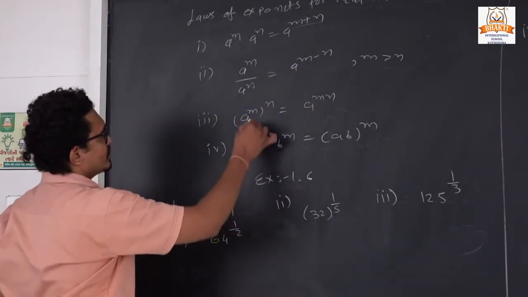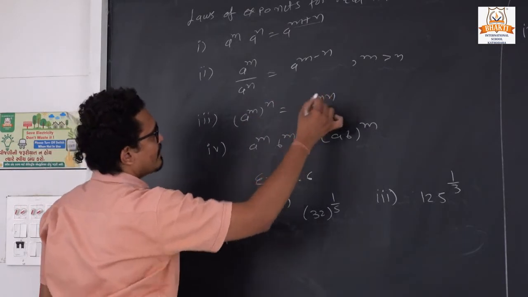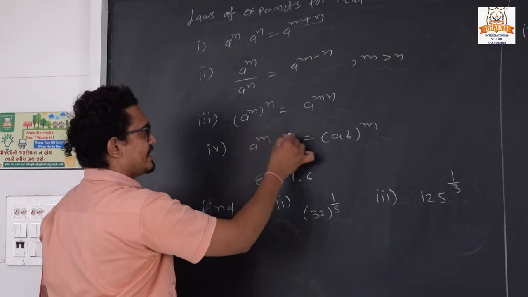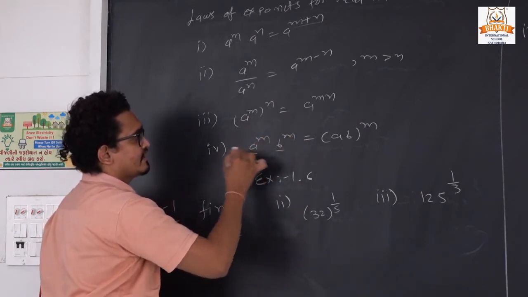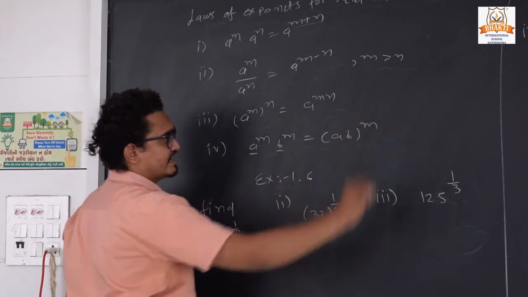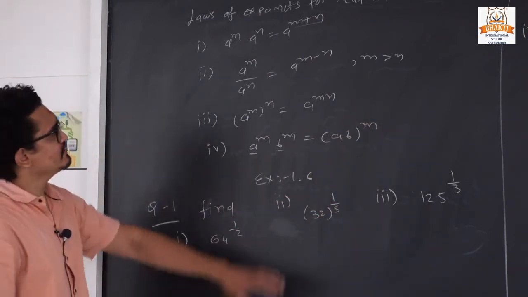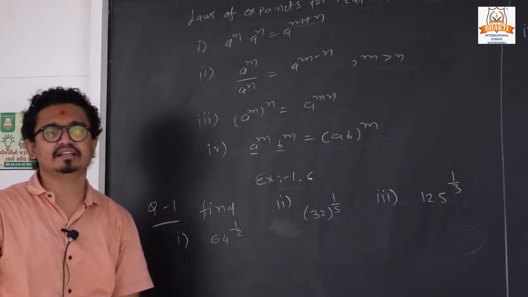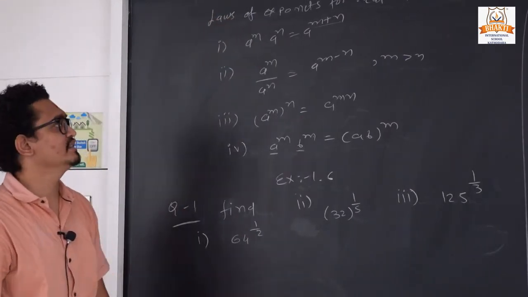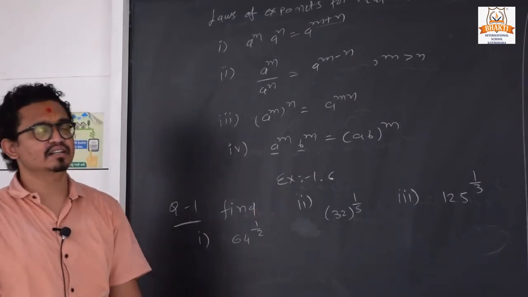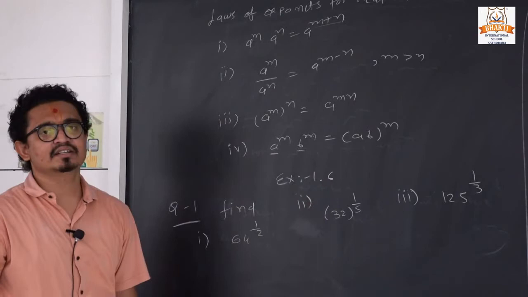Third law, in multiplication, both powers are multiplied. And last, the power is the same but the numbers are different. So what can we do? Multiply both numbers and all have the same power. So these 4 laws are very important for our last exercise, exercise number 1.6. So now we are going to start our last exercise, exercise number 1.6.